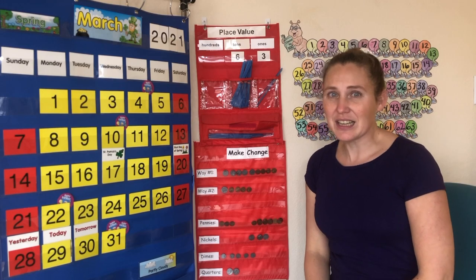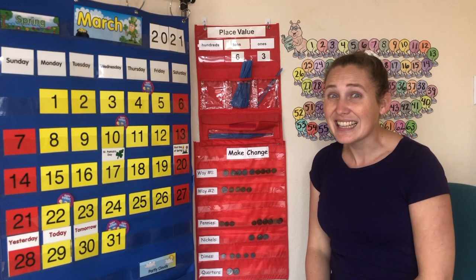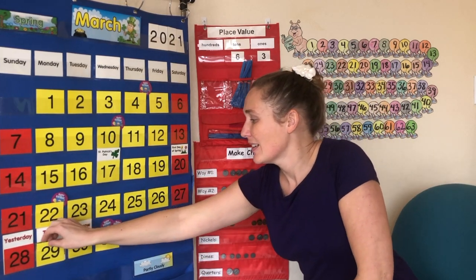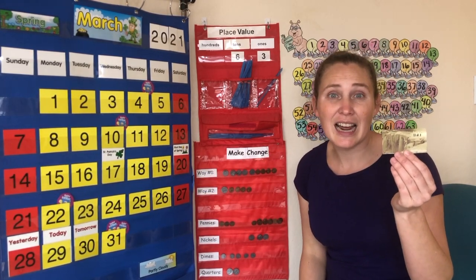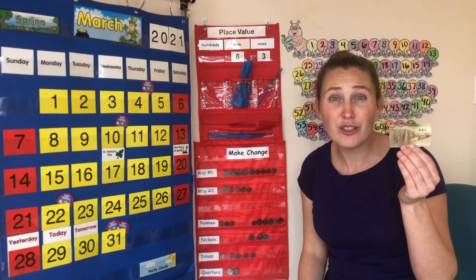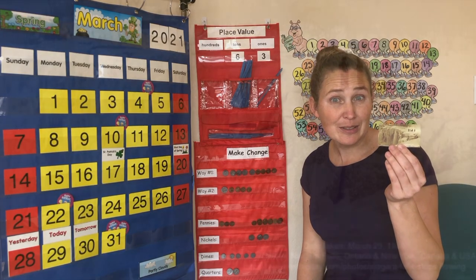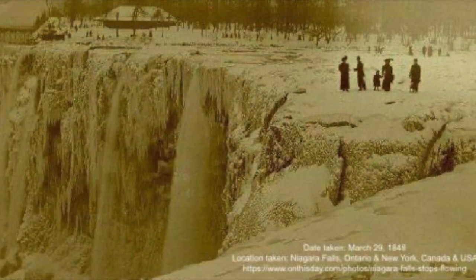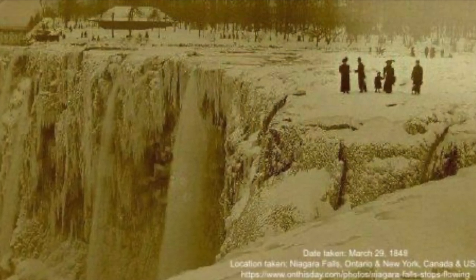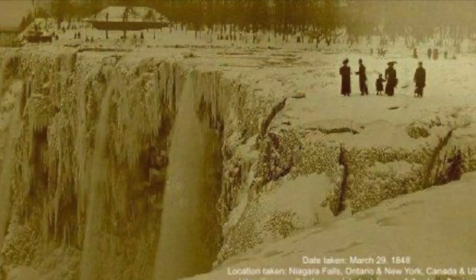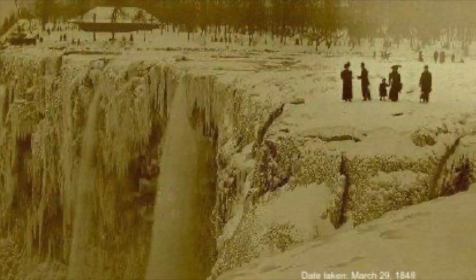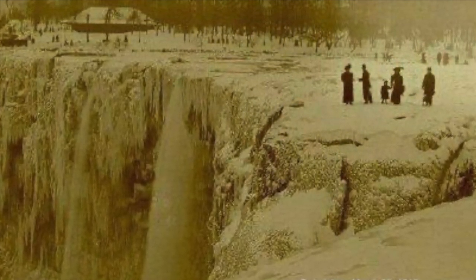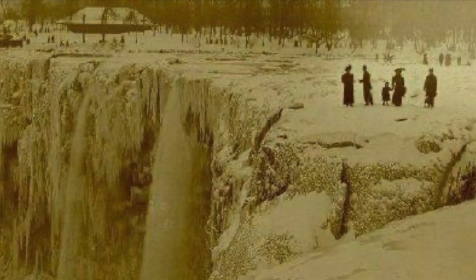Do you want to see what happened today in history? This is a picture of the Niagara Falls, all dried up. On March 29, 1848, the flow of water stopped completely over both of Niagara's two falls because there was an ice jam in the upper river.